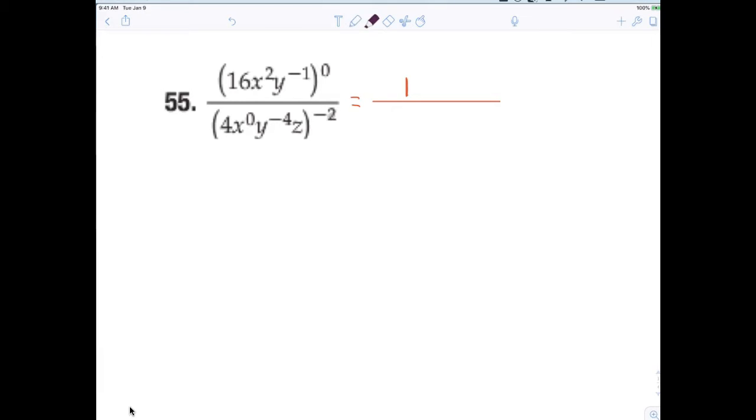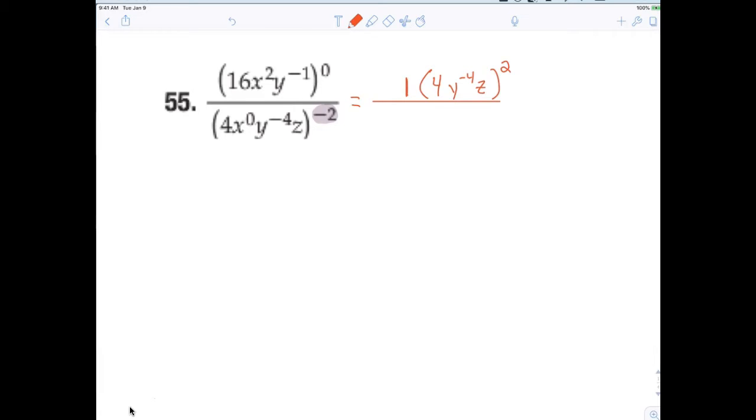This whole thing is raised to the what? Negative. So I have to do what to that whole thing? Put it in the numerator. All right? So I have to put that whole quantity up. What's x to the 0? 1. So I don't have to write that. Does everybody agree? Yeah. And so then we would have 4y to the negative 4z, close, to the 2nd power.